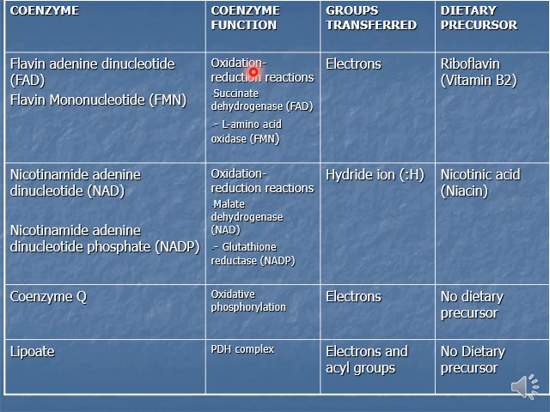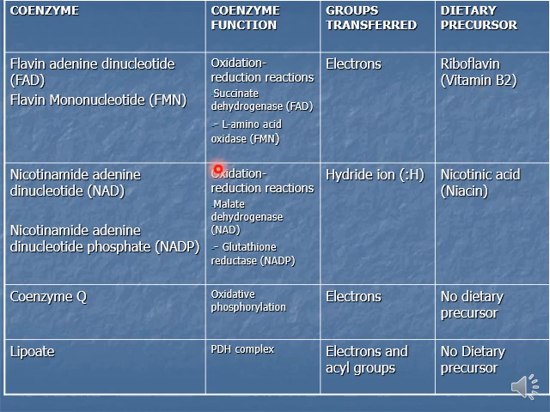First is flavin adenine dinucleotide or FAD and flavin mononucleotide or FMN. They help in oxidation reduction reactions. Examples are succinate dehydrogenase, coenzyme is FAD, and amino acid oxidase, coenzyme is FMN. They transfer electrons and their dietary precursor is riboflavin or vitamin B2.